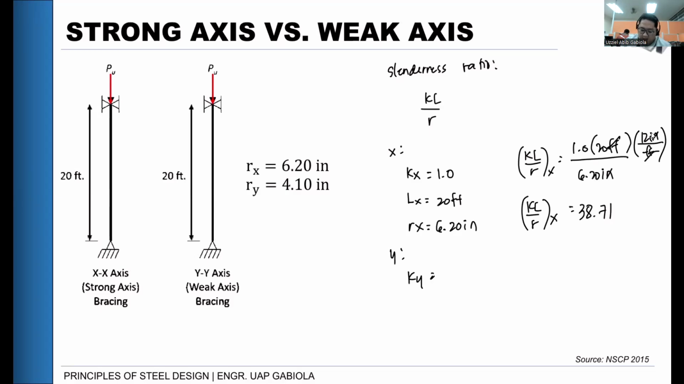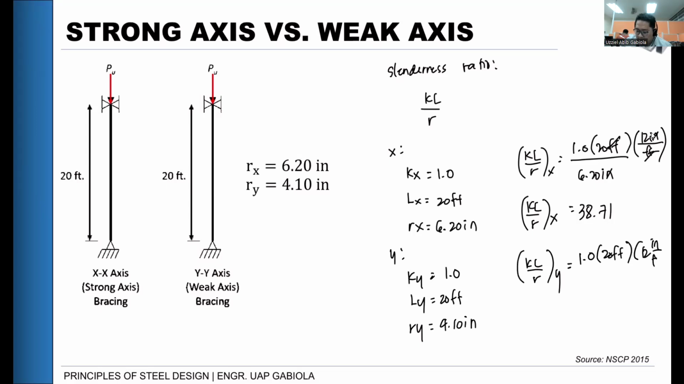Okay. And then for Y, we have Ky. So Ky, that is also pin and pin. So automatic 1.0 lang din kasi pin-pin. Ly natin is also 20 feet. Pero yung Ry natin ngayon is 4.1 inch. Okay? So KL over R ni Y will be equals to 1.0 times 20 feet times 12 inch per foot over 4.1. And so, ang KL over R, Y natin, is equals to 58.54. Okay? So, ngayon, may dalawa tayong value ng slenderness ratio.